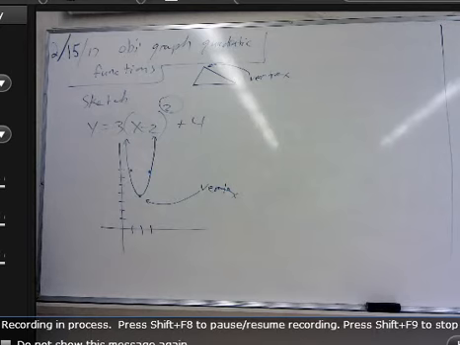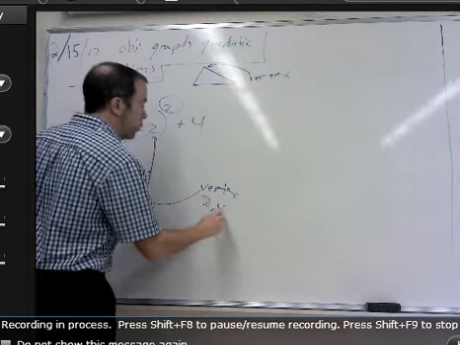Everyone's cool? Good. And in fact, what are the coordinates of the vertex right there? 2, 4. Yeah. So we're at 2, 4.